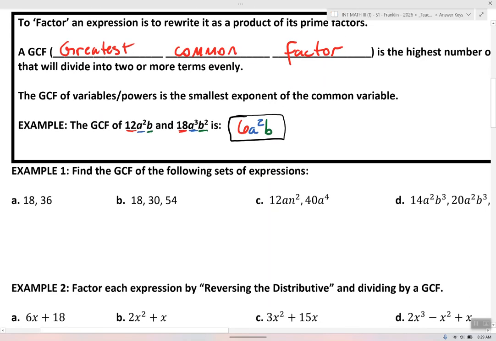Okay, so let's practice this a few more times. We're going to find the GCF of the following sets of expressions. Some of these are just numbers. Some of them are expressions with powers, so we can do both. Okay, A, between 18 and 36, 18 is our GCF.